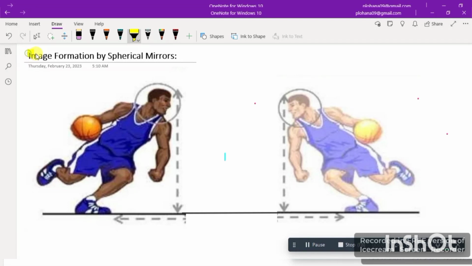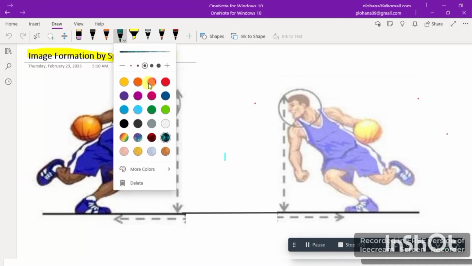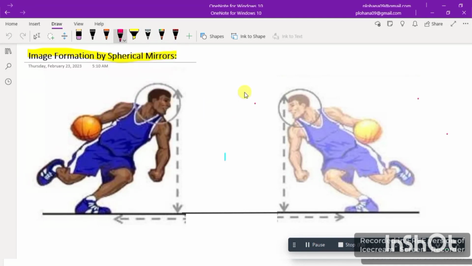So let me mark here. Alright. As you can see here, the topic is image formation by spherical mirror. Let me give you an example first.